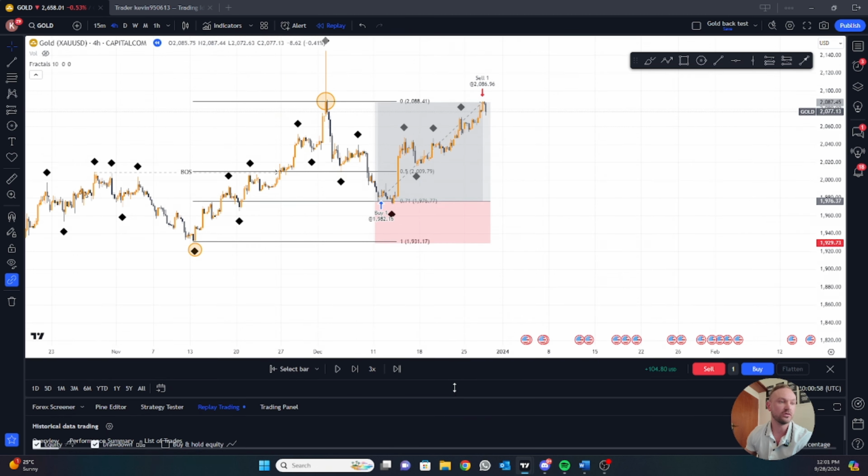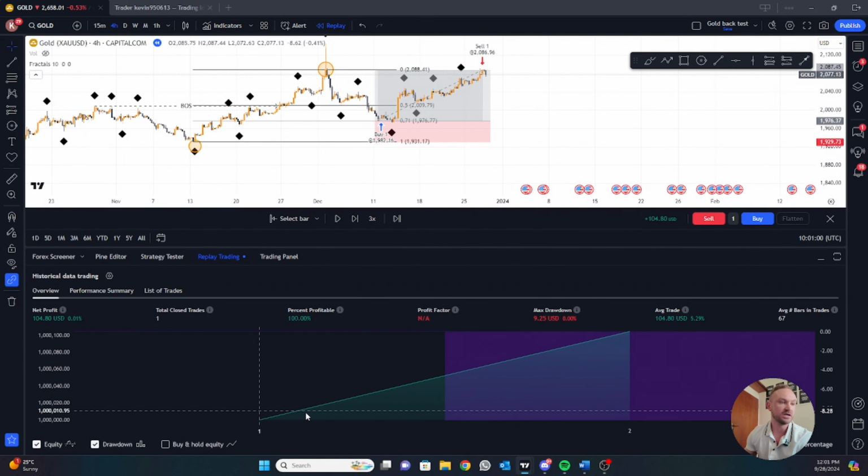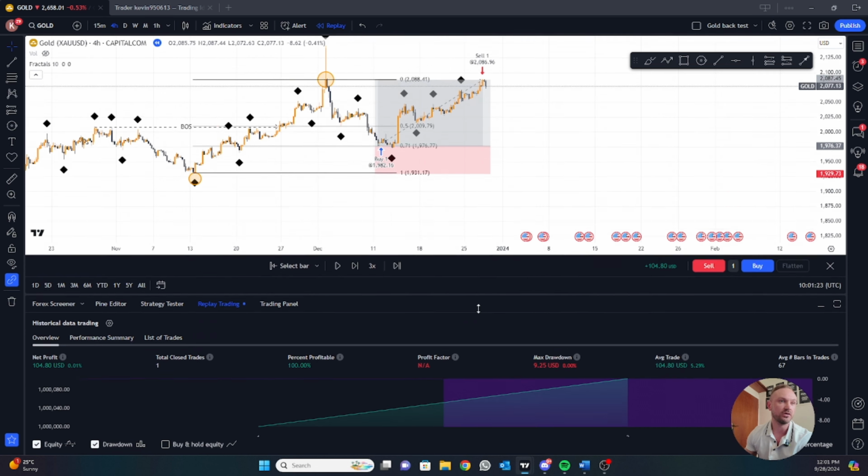And now if you look at your trading stats, you will see that your first trade has been successful. We were in a drawdown of $9 and we made $104 profit. So this was quite a good trade with almost no drawdown. We risked about $9 to make $104, which is very good.